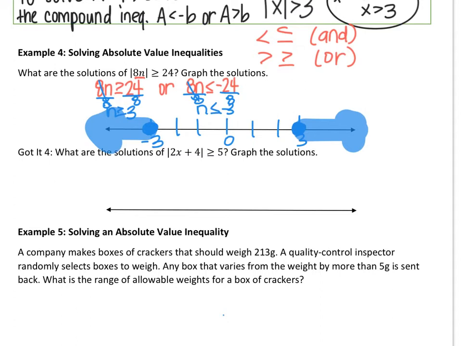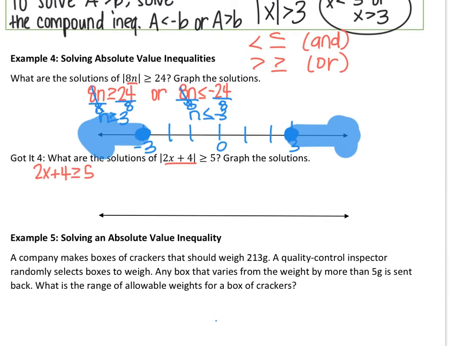Okay, got it? Number 4? Feel free to pause the video here and do this one on your own. I'm going to do the whole solution in just a second. Okay, take what's inside the absolute value. Since it's greater than, that's an or, so we're going to do 2x plus 4 greater than or equal to 5, just like it says, or 2x plus 4 less than or equal to negative 5.